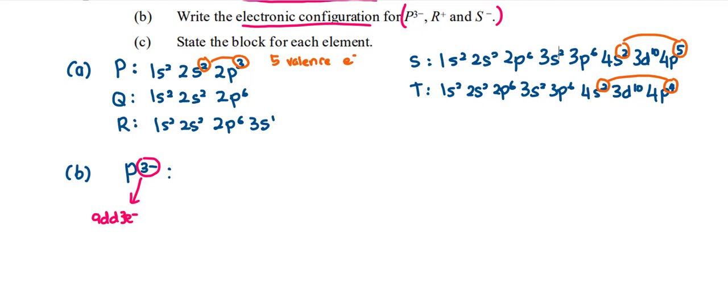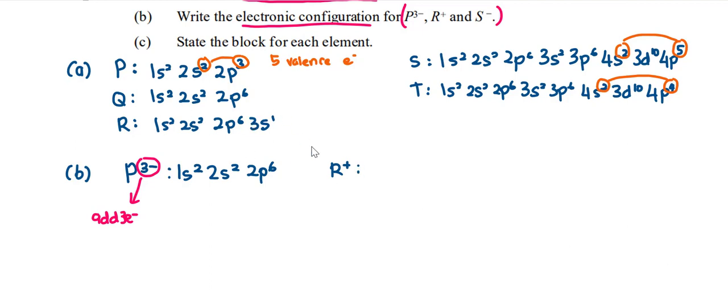Okay, so dalam kes ni, this is the electronic configuration of its atom. Okay, so kita akan tambahkan 3 elektron pada outermost shell. Okay, dan tadi 2p3 tambah lagi 3 dapat 2p6. Okay, so untuk R pula, dia minta R plus.